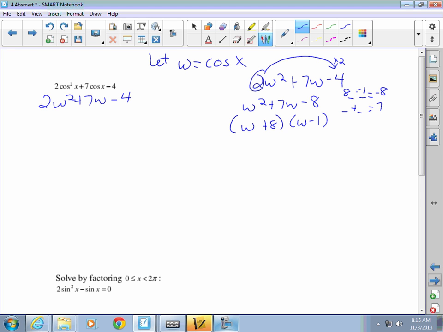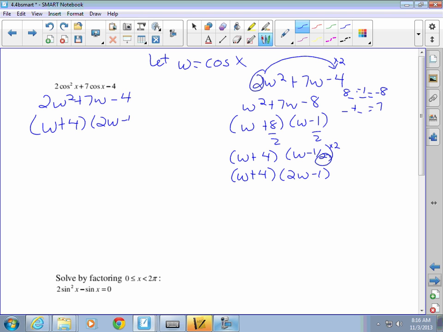So now I have to divide. I moved that 2 over, so now I have to divide this by 2 and this by 2, so it's just the value. So this becomes w plus 4. This becomes w minus 1/2. I don't want to have a fraction in there, so that means I have to multiply this part of my factor by 2 to get that out of there. So I have w plus 4 and 2w minus 1, because 2 times w is 2w, negative 1/2 times 2 is just a negative 1. So those would be my factors: w plus 4 and 2w minus 1, and those are equal to 0.